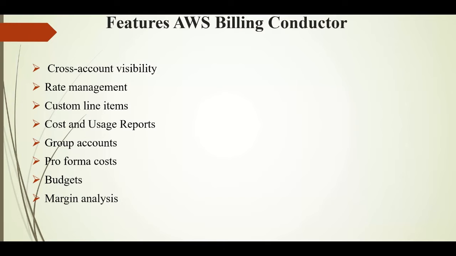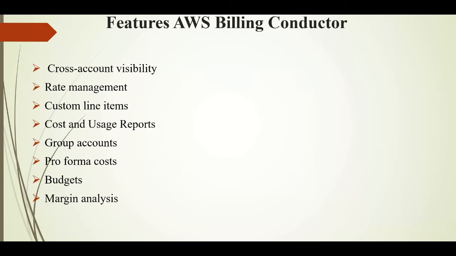Cross-account visibility. Users can group the accounts with similar financial owners and see their cost and usage. Rate management. Users can create pricing rules for global services, billing entity, and specific rates. Custom line items. A user can allocate the fees and credits using flat or percentage-based calculation. Cost and usage report. Users can generate a cost and usage report for each billing group. And group accounts. Users can group accounts into billing groups to provide an aggregated way, and margin analysis. Users can review the charged amount, actual cost, and margin for each billing group.